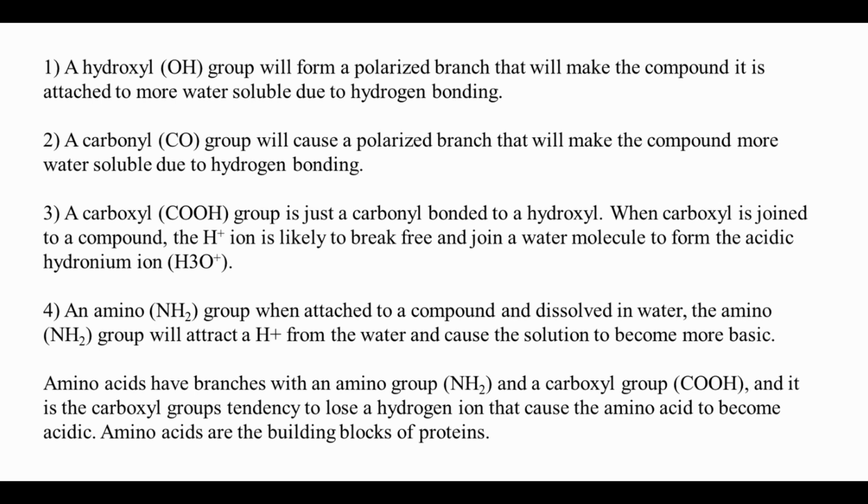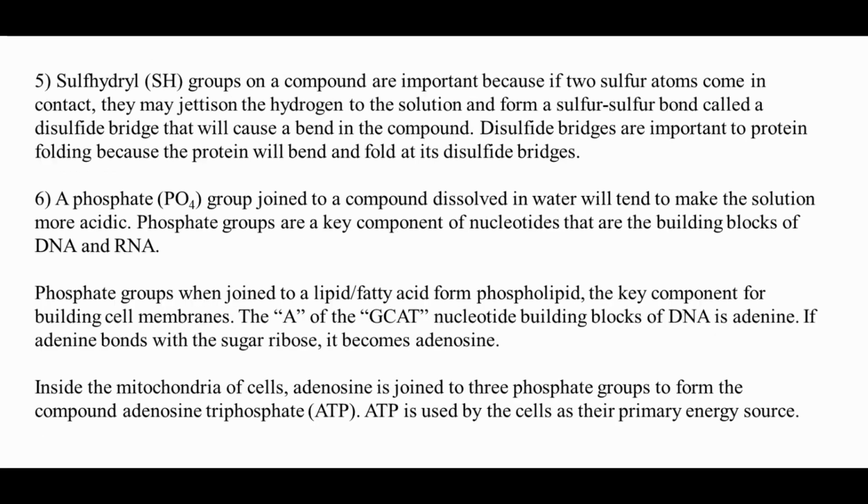Amino acids have branches with an amino group, NH2, and a carboxyl group, COOH, and it is the carboxyl group's tendency to lose a hydrogen ion that causes the amino acid to become acidic. Amino acids are the building blocks of proteins.